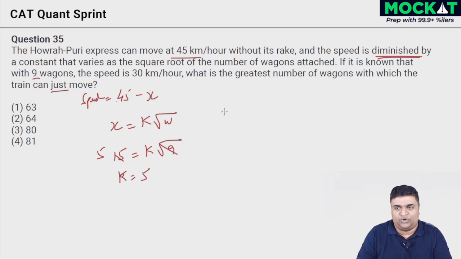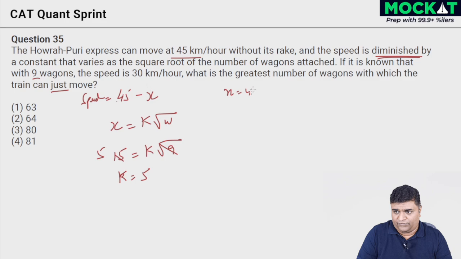What is the greatest number of wagons with which the train can just move? It can just about move. The best way to answer this is to find out when the train never moves. The train would never move if the diminishing part, what 45 is going to reduce by, is equal to 45. If x is 45, the train never moves. 45 minus 45, 0 is the train speed.